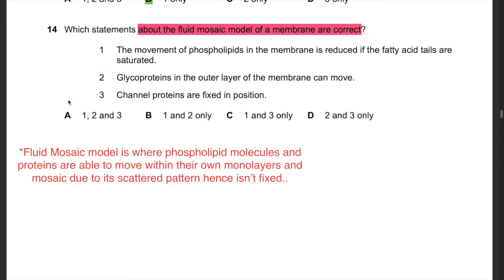1 only. Question 14. Which statements about the fluid mosaic model of a membrane are correct? So option 1. The movement of phospholipids in the membrane is reduced if the fatty acid tails are saturated. That is correct. Glycoproteins in the outer layer in the membrane can move. That's also correct because fluid mosaic model is where the phospholipid molecules and proteins are able to move within their own monolayers, and mosaic is due to its scattered pattern. Hence the proteins are not fixed in a position. Therefore option 3 is wrong, as option 3 says channel proteins are fixed in position, which is totally wrong. Therefore the answer is B.